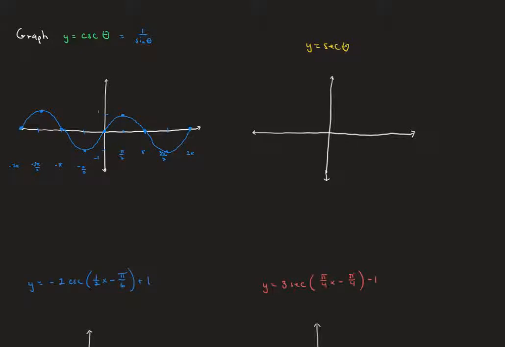Now we know that our cosecant is 1 over sine, so any place the sine is equal to 0, our cosecant is going to be undefined. These are going to be vertical asymptotes. So at every multiple of pi, we're going to get a vertical asymptote in the cosecant graph.